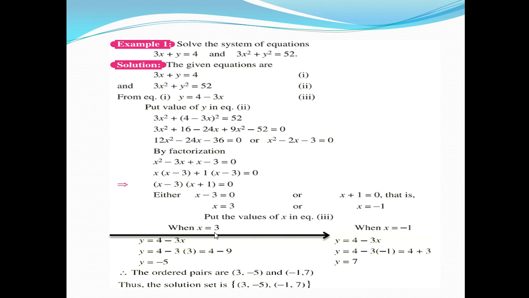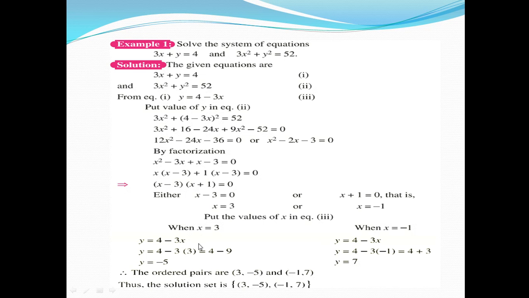Putting x equal to 3 and x equal to minus 1 in the equation, we get y is equal to minus 5 when x is 3, and y is equal to 7 when x is minus 1. The ordered pairs are (3, minus 5) and (minus 1, 7). This is the solution of the simultaneous equations, the common solution.